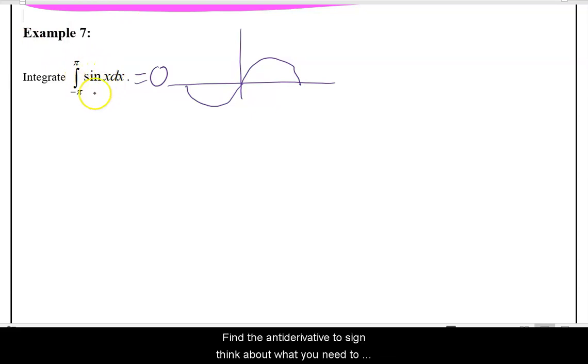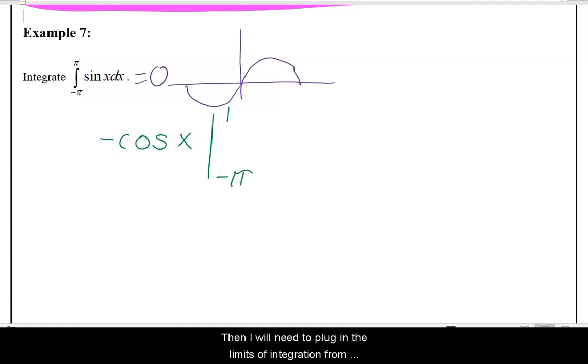To find the antiderivative to sine, think about what you need to take the derivative of to get sine. I would need to take the derivative of a negative cosine of x. Then I will need to plug in the limits of integration from negative pi to pi. Notice that my value for the antiderivative is negative, and I have a negative in the limit of integration, and I will have subtraction between the two limits. This makes a lot of negatives.